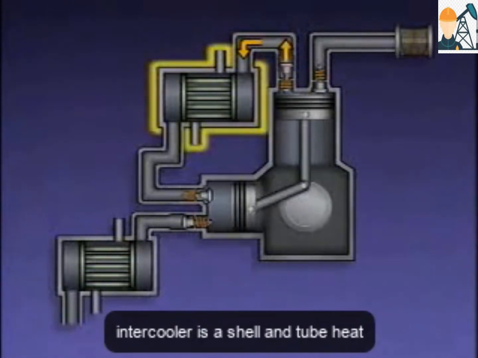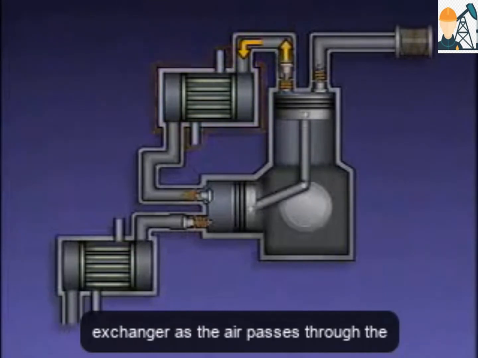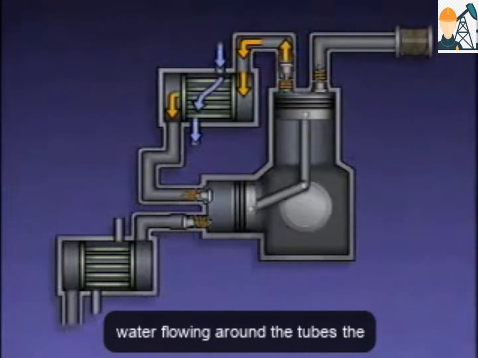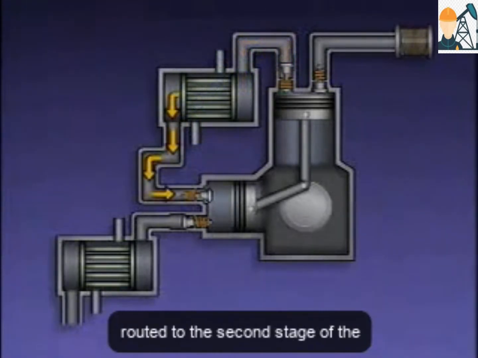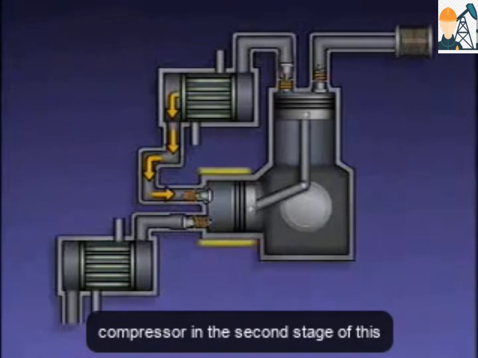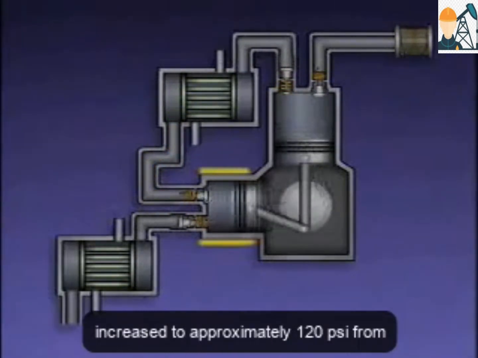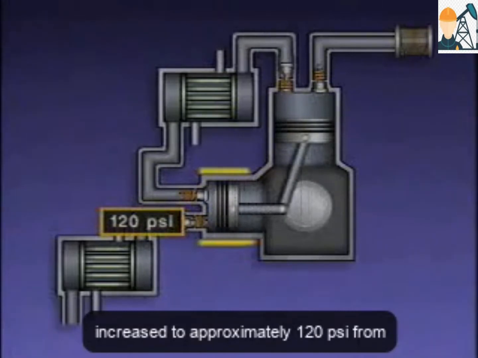The intercooler is a shell and tube heat exchanger. As the air passes through the tubes in the intercooler, it is cooled by water flowing around the tubes. The cooled air from the intercooler is routed to the second stage of the compressor. In the second stage of this compressor, the air's pressure is increased to approximately 120 psi.